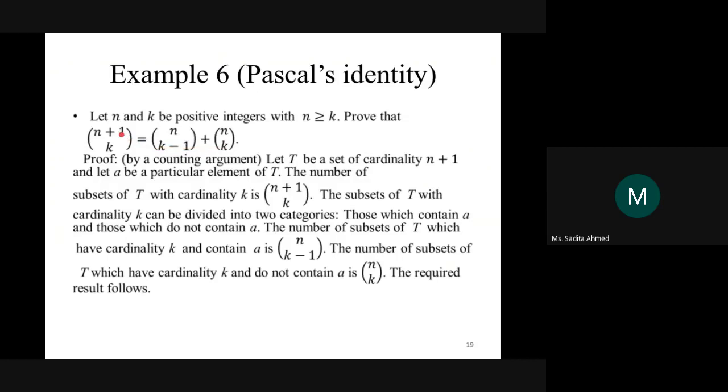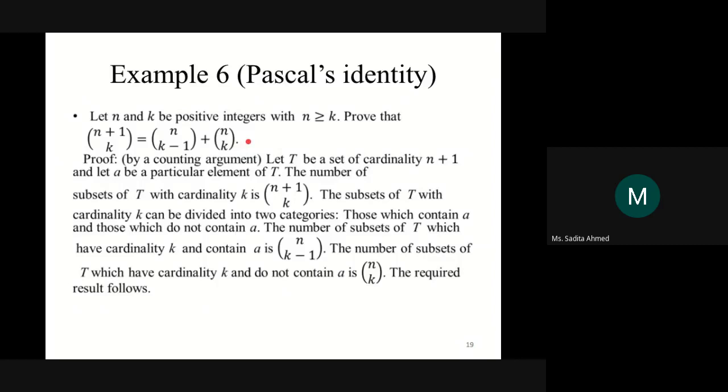So before that, what is Pascal's identity? What does it say? It says that for two positive integers n and k, where n is greater than or equal to k, n plus 1 choose k can be broken down into n choose k minus 1 and n choose k. Or the n choose k minus 1 and n choose k, the summation of these two gives us n plus 1 choose k. That's Pascal's identity.